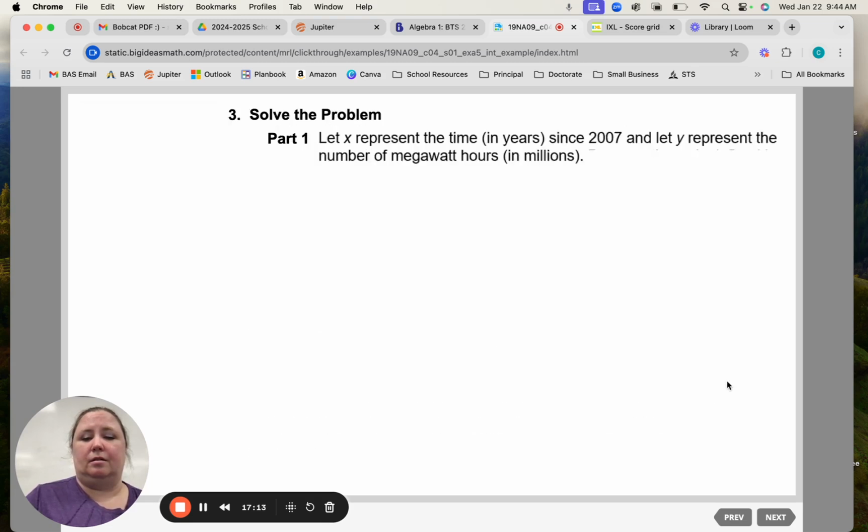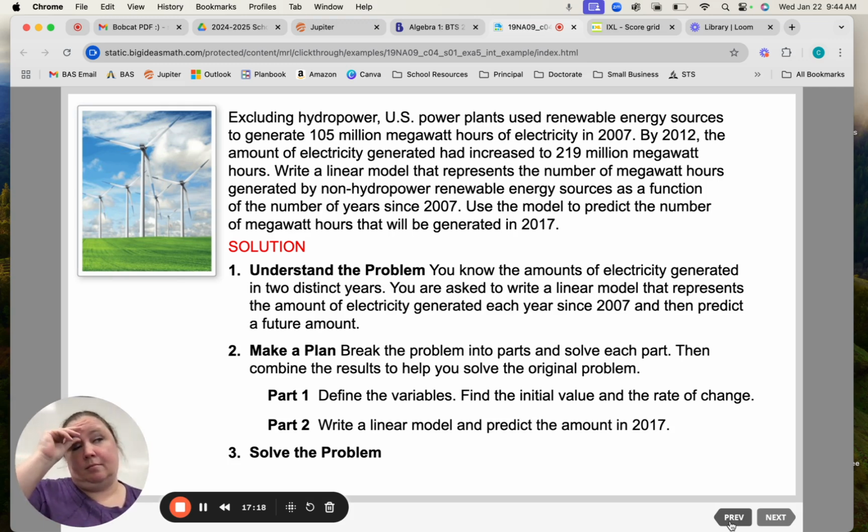For real. Okay, what do you want to say, Charlie? Would our points be 105, 2007, and then 219, 2012? Close, you're on the right track. The 105 million is your y value, it's not going to be your x value. So we know one of them is 105. That's my y value. What's your other one? 219.